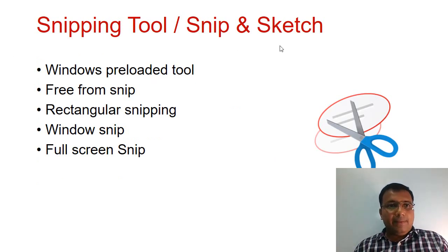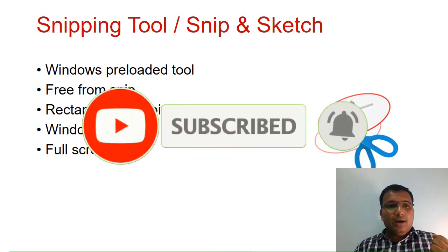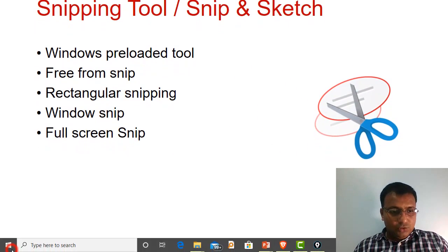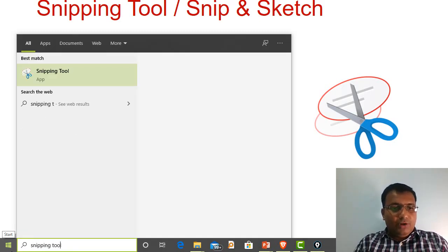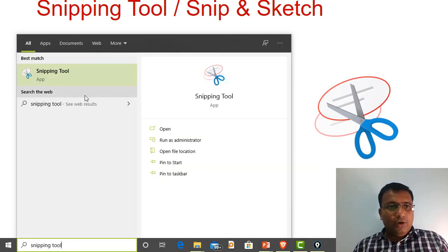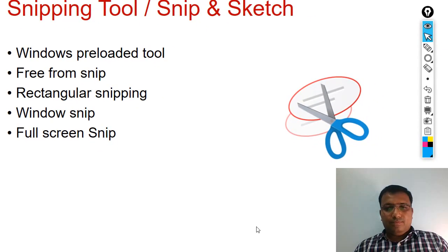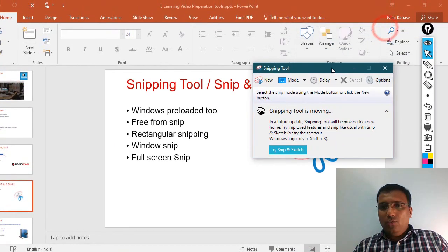Okay. Next is the Snipping Tool and Snip and Sketch. This is a Windows preloaded tool. You will get this tool on Windows. Freeform snip, rectangular snipping, Windows snip, and full screen snip are all possible. Just click on start, type snipping tool. This is already a pre-installed tool on your Windows. Here it is, Snipping Tool. Just click on the Snipping Tool. Okay, so the Snipping Tool is open now.